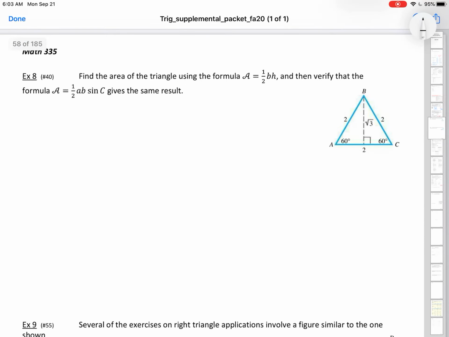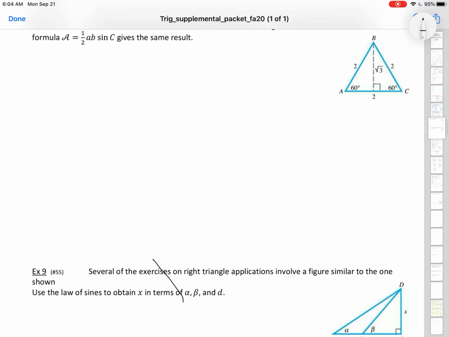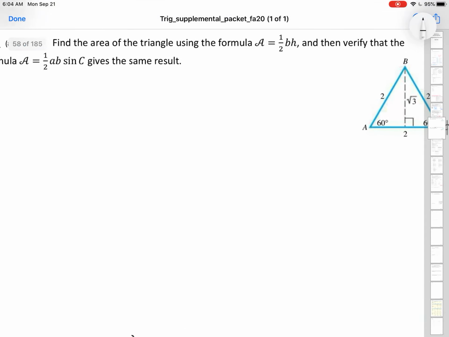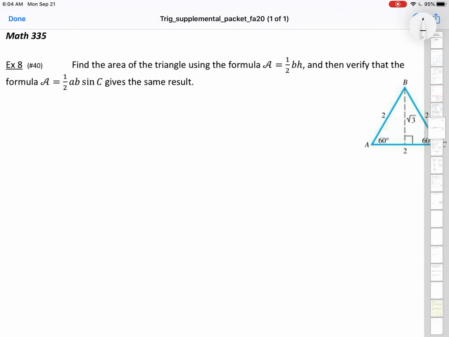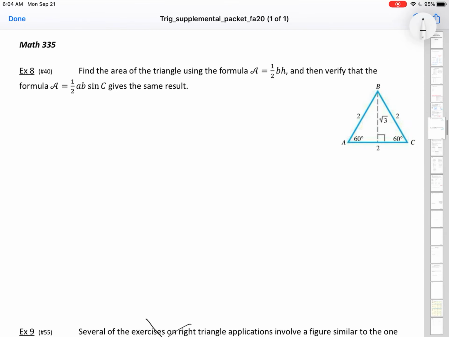So in these last couple of examples, actually just this last one, I'm going to skip 9. It's not really an important problem for us. It's pretty detailed. I would never give something like that on the exam, so I'll check the homework as well. But they want us to verify that the area of the triangle using either the 1/2 base times height or the 1/2 a b sine c gives the same result in this triangle.